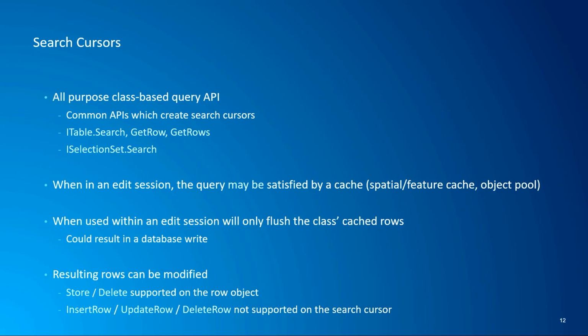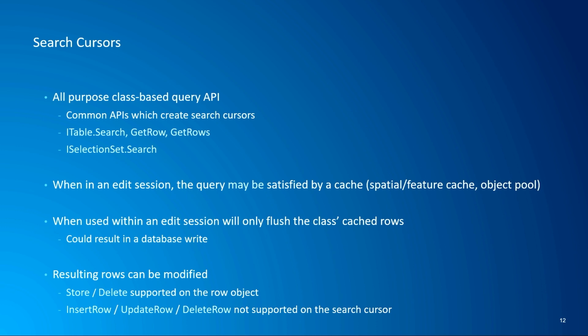Okay, now search cursors. It's basically an all-purpose class-based query API. You call table search to get the search cursor back. You can call get row, get rows. There's all kinds of different ways that you can do that. Now, what's interesting about these cursors is if you are in an edit session, we may use a cache that we maintain, the object pool, or if you do have a spatial or feature class to satisfy that query.